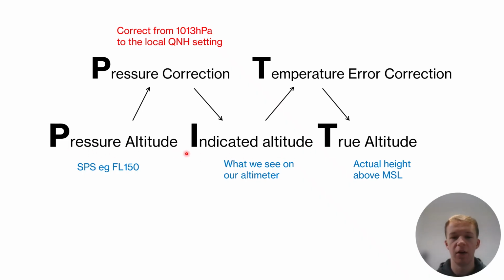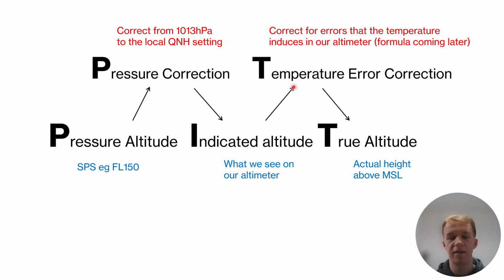So pressure altitude to indicated altitude, as it's mentioned here, is going to be your pressure correction. Pressure correction just means we're going to correct from 1013, which is what we use for a pressure altitude, to whatever the local QNH is. That may be 1013, but often it's not. I'll speak on how to do that later, but that's what the P means. So it's our pressure correction.